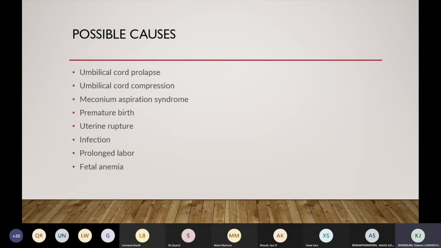It could be due to an umbilical cord prolapse, probably one of the commonest reasons why we get an emergency C-section that has to take place within minutes, because otherwise it could be life-threatening for the baby. Umbilical cord compression, meconium aspiration syndrome, premature birth, uterine rupture, infections, prolonged labor, or fetal anemia. All these could be a reason why the child might not be getting as much oxygen as it should be getting.